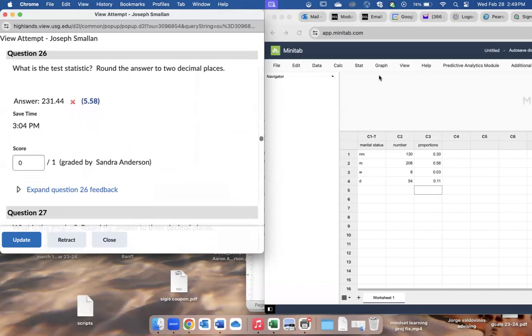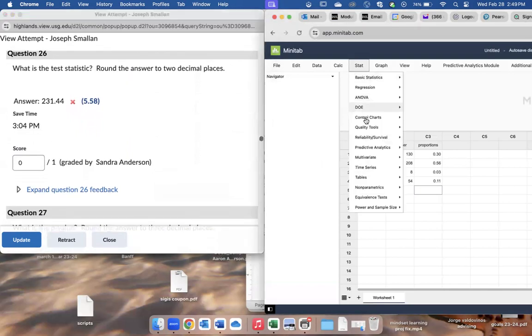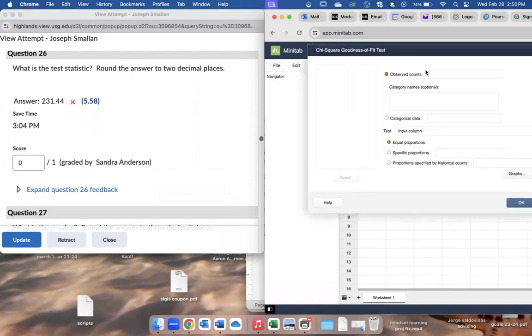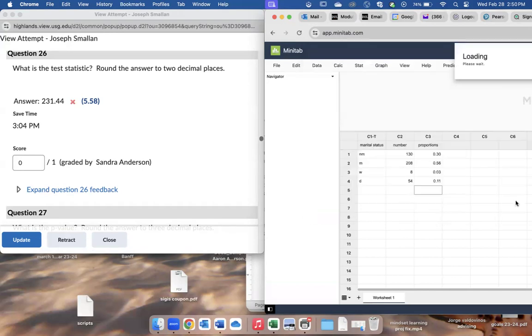So what is the test statistic? You're going to hit stat, tables. And then we need to choose our observed counts. That's our number in C2. Our category name is the marital status. And then down here, you can say that we have our proportions in a column. They're not equal, they're specific proportions in a column, and I labeled it proportions. So that's it. Hit OK.